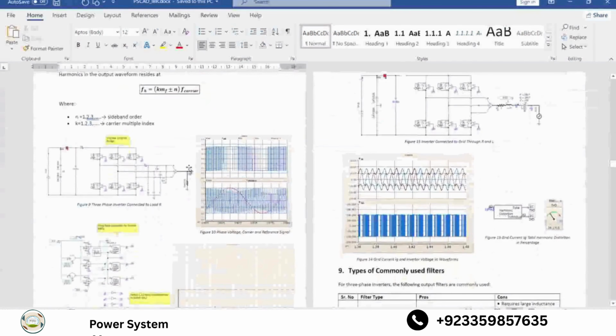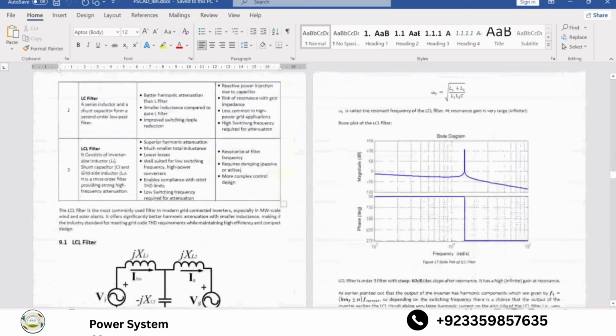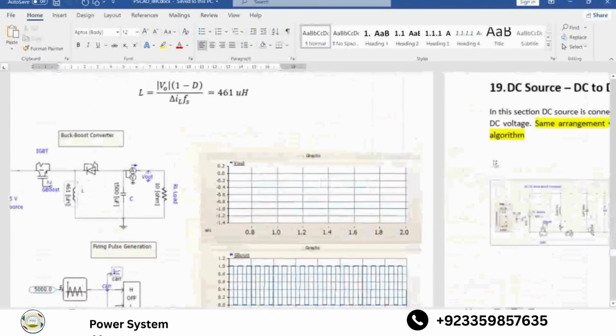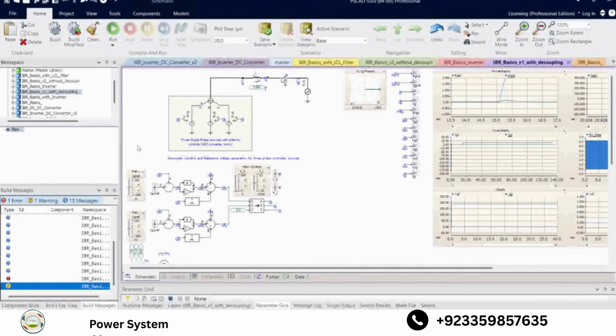And of course, for that, let's look at PSCAD, all the cases that I have. Actually, we will be making these cases from scratch, so that you guys understand everything.